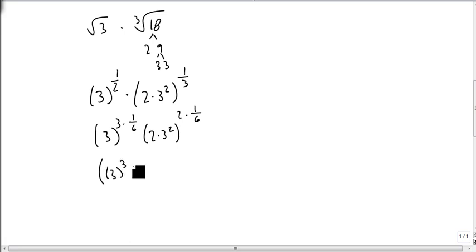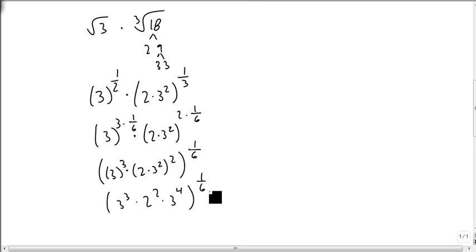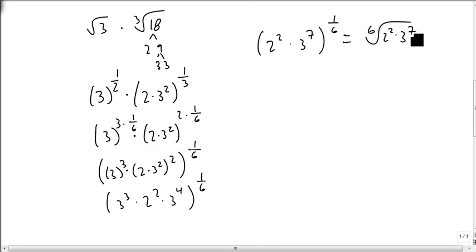Factor out the 1/6 power, combine through multiplication like we had before, and work our powers so we get 3 cubed times 2 squared times 3 to the 4th, all to the 1/6. Let's combine our bases so we get 2 squared times 3 to the 7th to the 1/6. And we're taking the 6th root of 2 squared times 3 to the 7th.